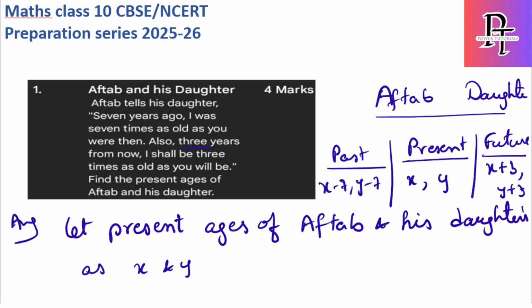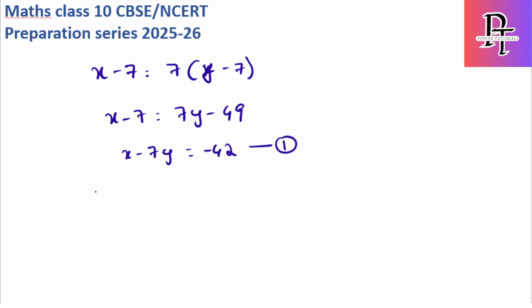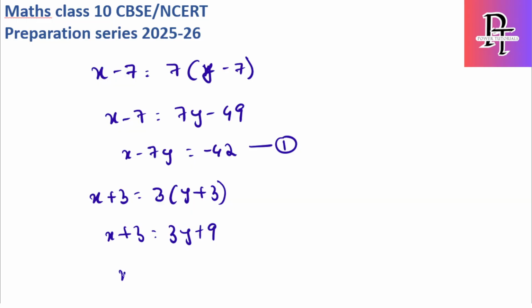Now take the second scenario. In future, what they are saying, I shall be 3 times as old as you. So x plus 3 is 3 times as old as you. Okay, so let's open and multiply. It becomes 3y plus 9. So move variables to one side, it becomes x minus 3y is equal to 9 minus 3, which is 6. Okay, this is equation 2.